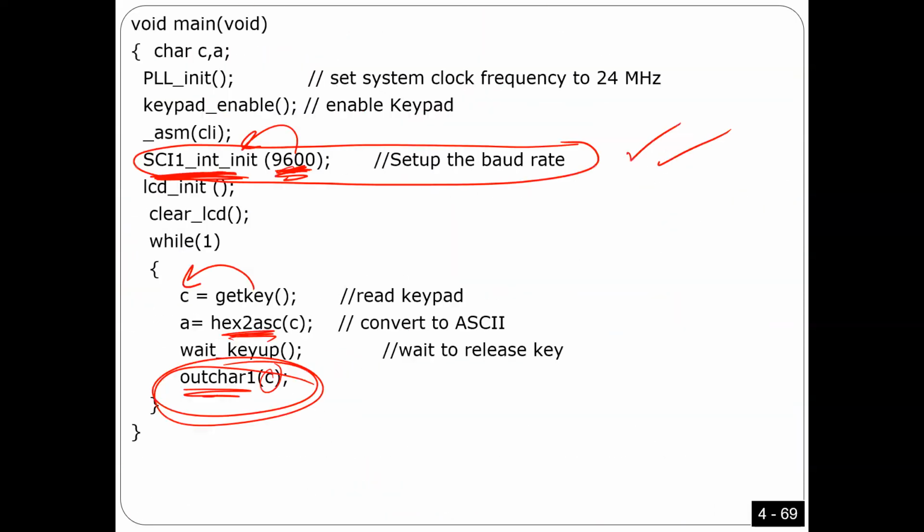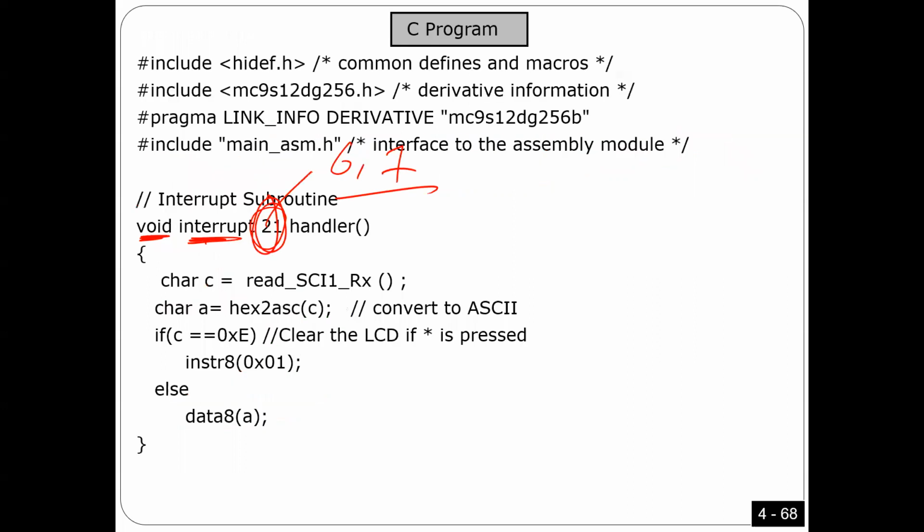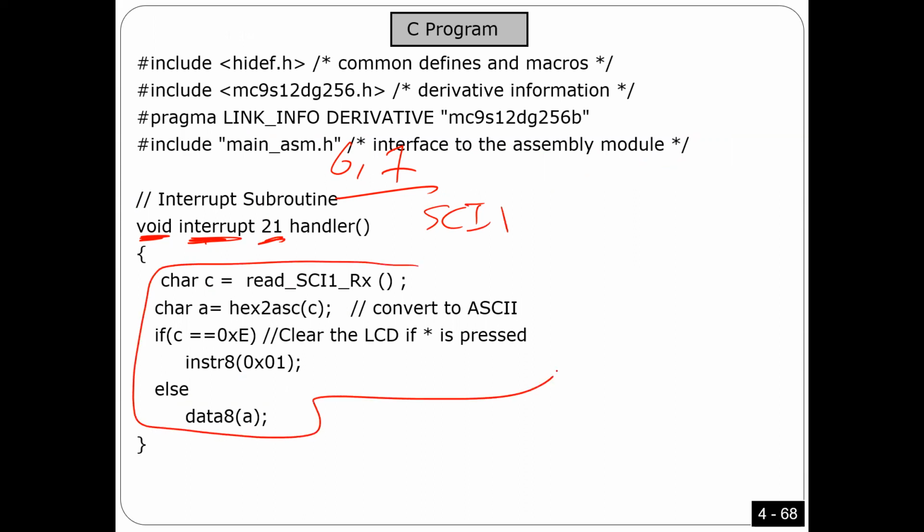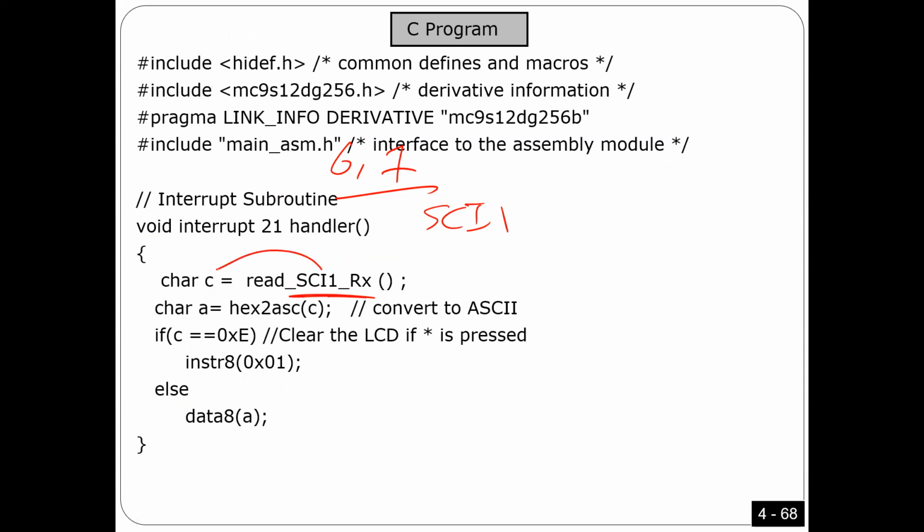So now, here I have to select number 21 because this is for SCI1. Okay. And then this is inside here. So what I'm going to do here, guys, is read. You have to call this function in order to read the byte you received. Again, this interrupt is triggered when you receive a byte. So once I receive a byte, I want to read it.